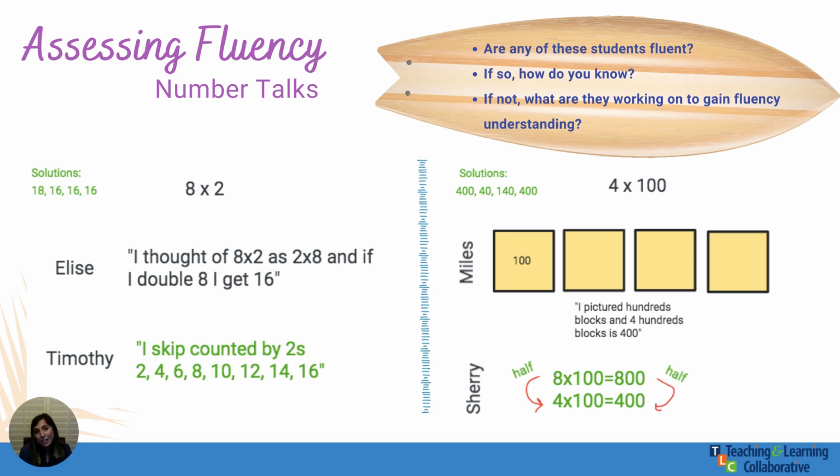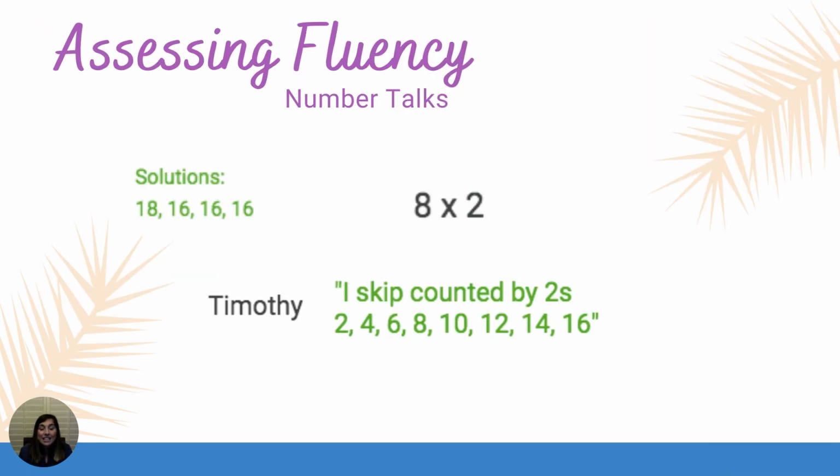Let's take a look at each piece of student work and unpack the student thinking as it relates to assessing fluency. Timothy accurately skip counted. Although he was accurate, he had an appropriate strategy. This is not the most efficient strategy for this problem. It is important to know that it is acceptable that Timothy solved the problem this way. However, from this solution process, we cannot indicate that he is fluent with 8 times 2.